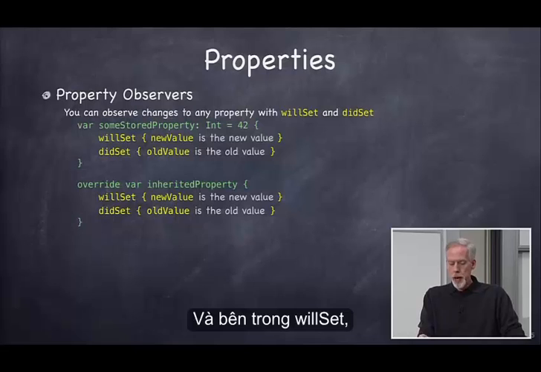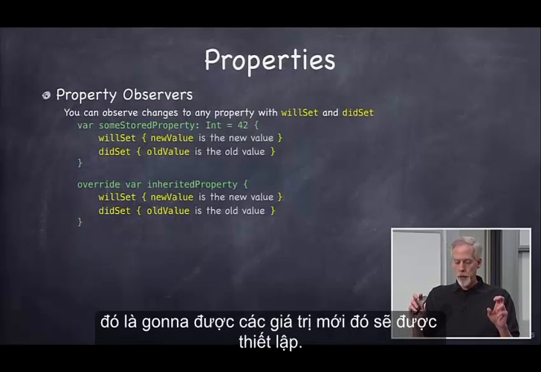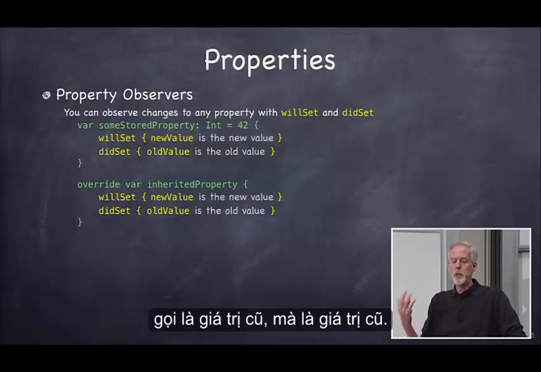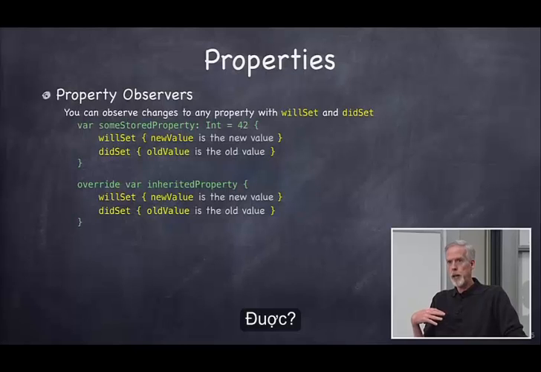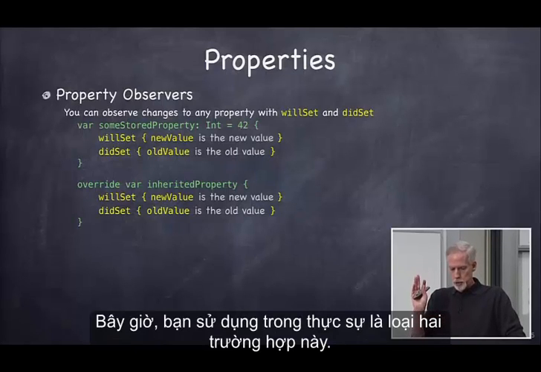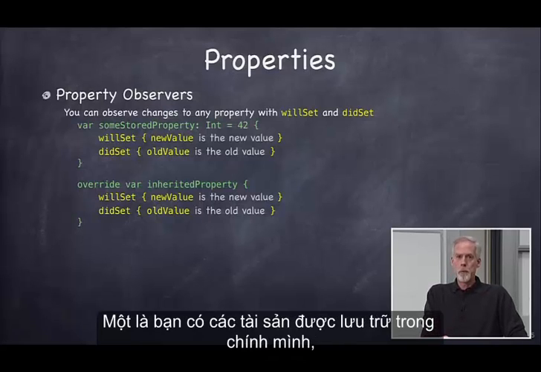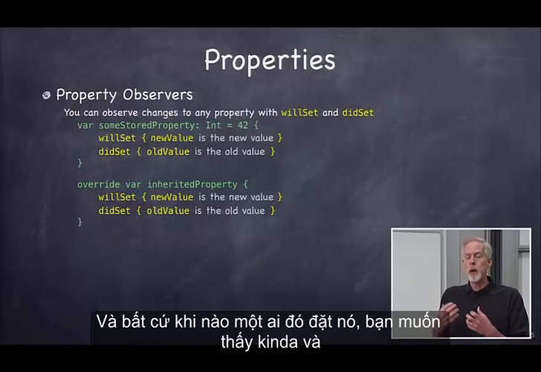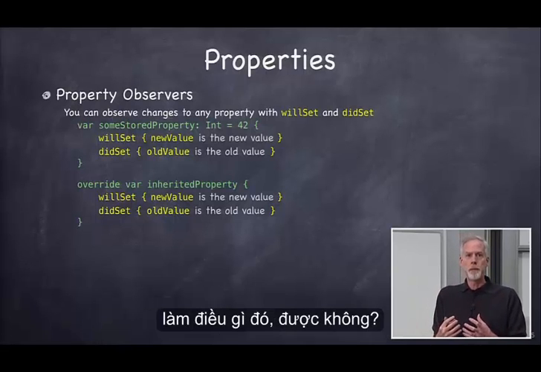And inside the will set, you've got this special variable called new value, which is going to be the new value that's going to be set. And then inside did set, you've got this special thing called old value, which is the old value. Okay? Now, you use this in really kind of these two cases. One is you have a stored property in your class, and whenever someone sets it, you want to kind of notice and do something, okay?